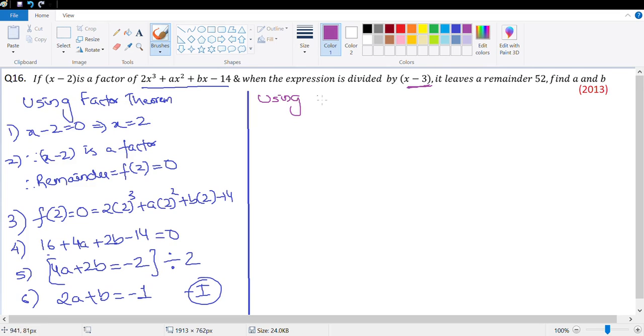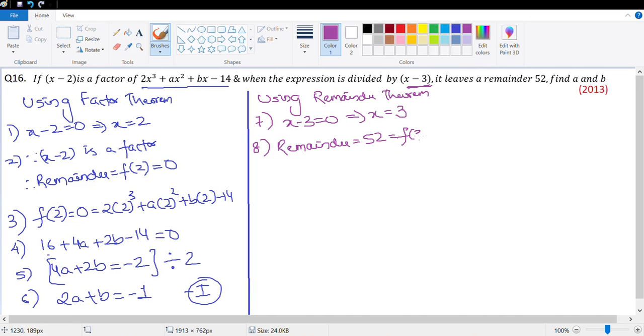means using remainder theorem, what we have is x minus 3 is equal to 0, which means x is equal to 3. So the remainder will be equal to 52, which will be equal to the value of the polynomial when x is equal to 3. Correct. Let's find the value of polynomial when x is equal to 3, which will be equal to 52, and that will be 2 times 3 cube plus a times 3 square plus b times 3 minus 14.